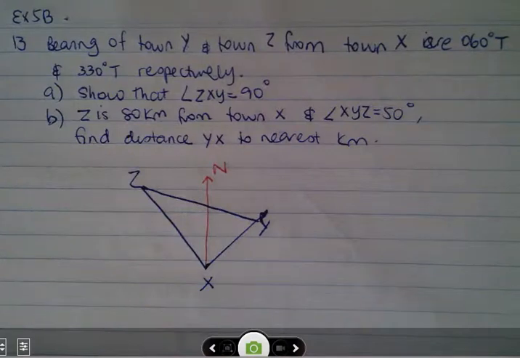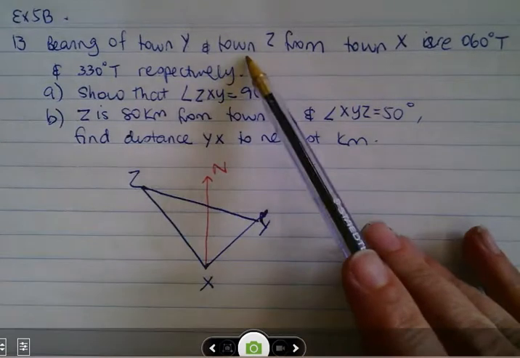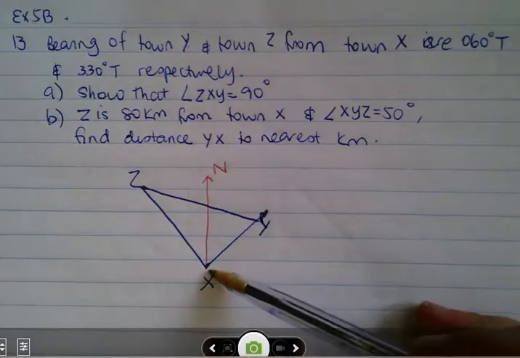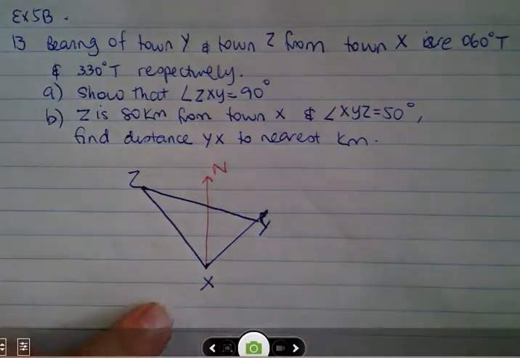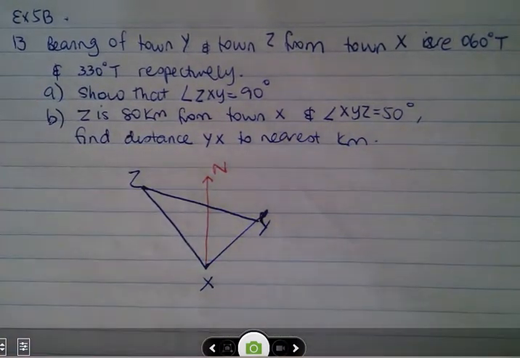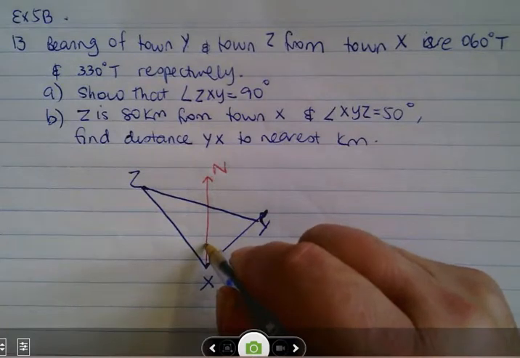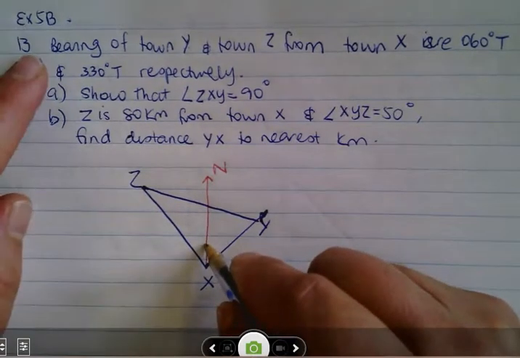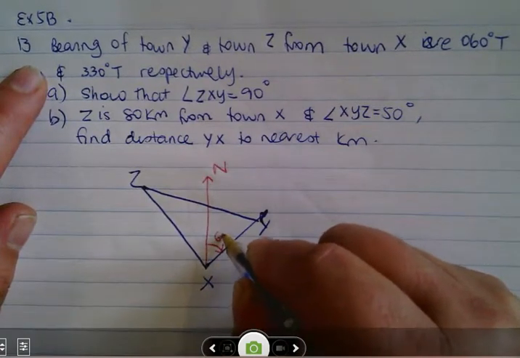Okay, this is exercise 5B, question 13: the bearing of town Y and town Z from X. From town X, that's why the north sign is at town X, the bearings are 60 degrees true bearing and 330. So where am I going to put my 60? From X, what's 60? This? From X to Y, that bit there is 60.